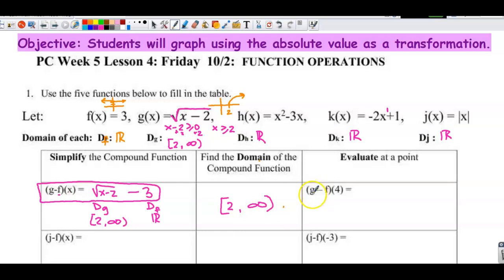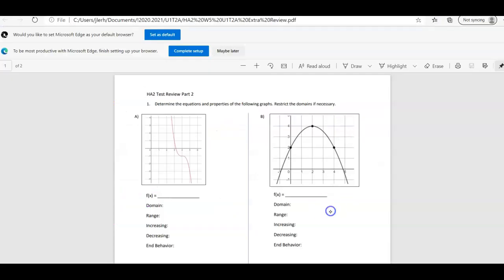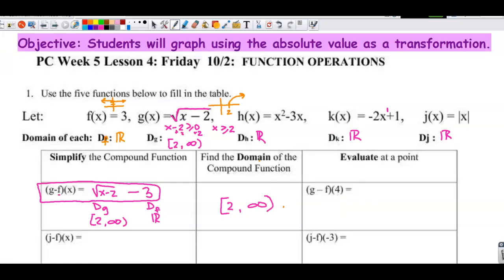Now it says find g minus f of 4. Well, you can just plug in 4 for x into the compound function. You could either plug in 4 into each one, or you can just plug it into the compound function, which I'm going to do. So this is going to be the square root of 4 minus 2 with a minus 3. So that's the square root of 2 minus 3. And I'm just going to leave it like that. Square root of 2 is 1.414, but we can just leave it like that. That's fine. So that's going to be my answer.